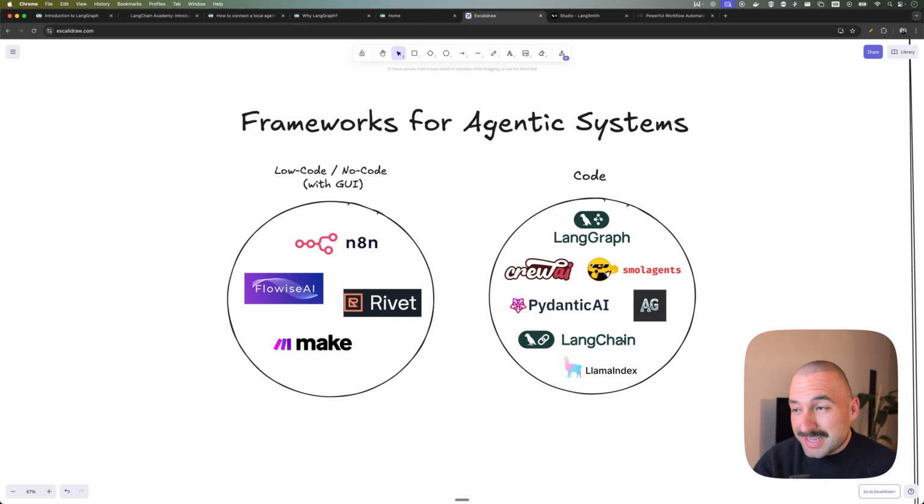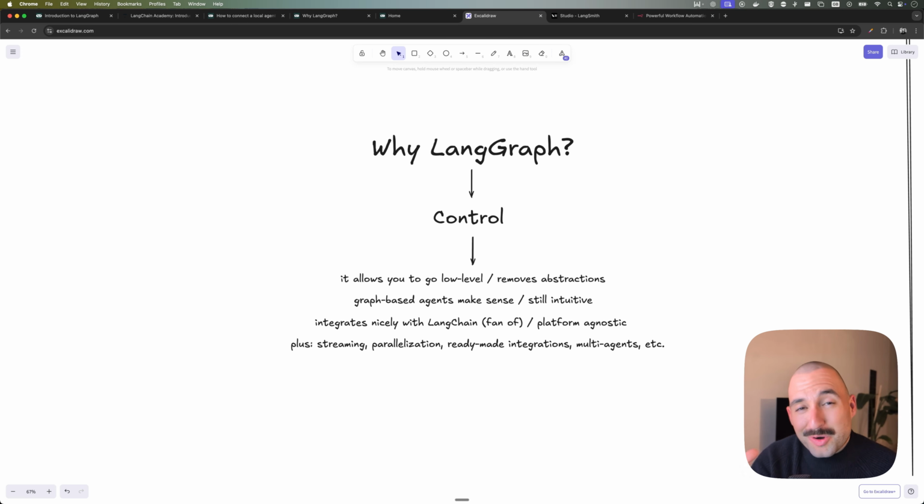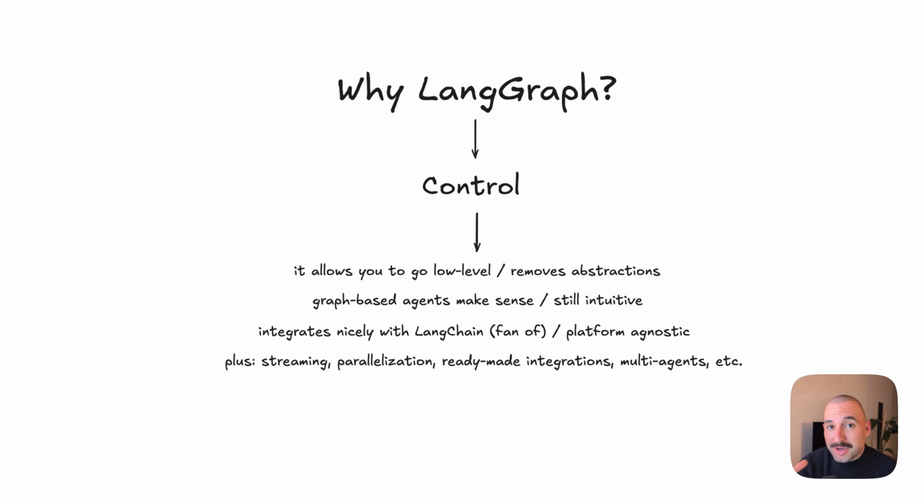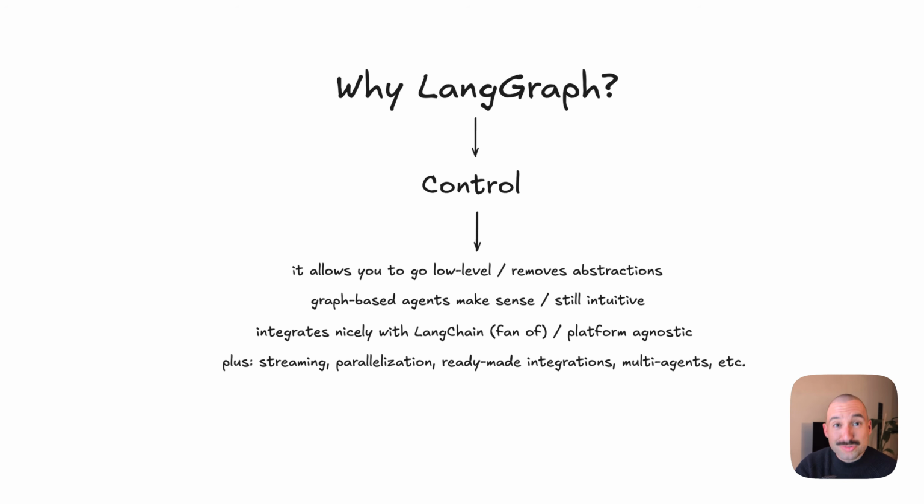And I encourage you that if you are already a coder or if you are not afraid of learning how to code, you should go for a coding framework. Okay, now among all these frameworks, why did we choose LangGraph? And again, I think it comes back to the same word, control, right?